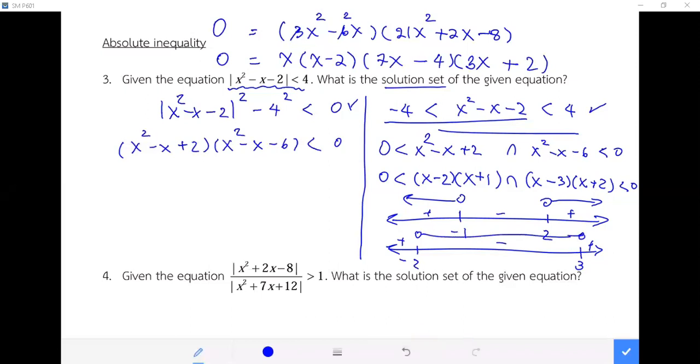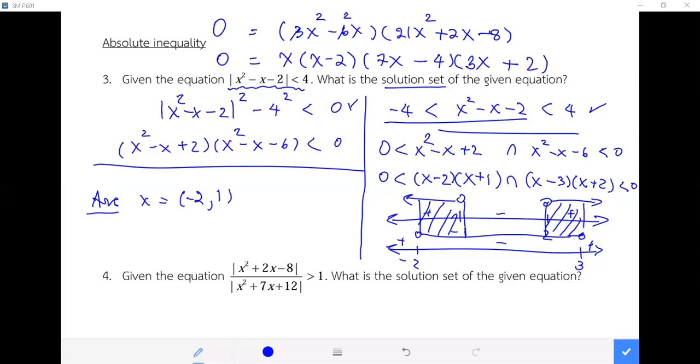Right, something like this. So intersect, you find the overlap of them. And I'm going to use the space here to write the answers. So x is going to be from -2 to 1, and then union with from 2 to 3. Yeah, so it's going to look like this.